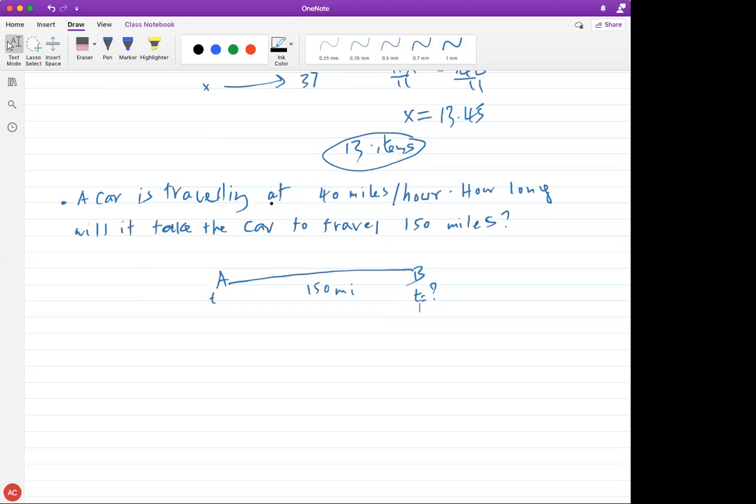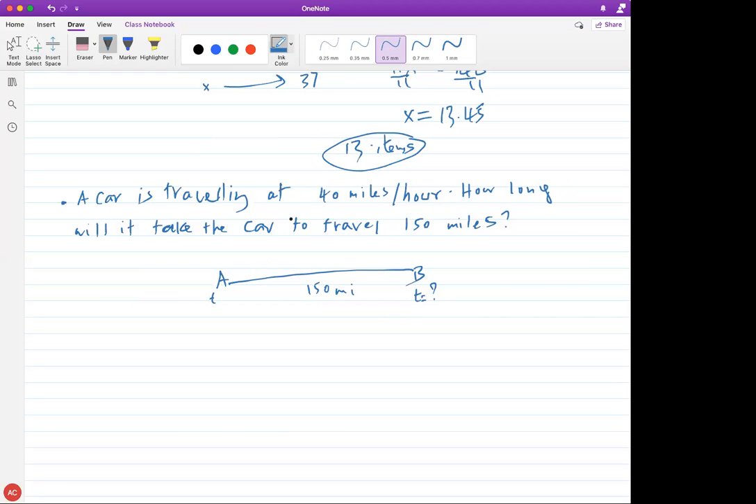First, of course, when you solve a problem, you want to understand it first. You may have to read it a few times. You may have to sketch it a little bit, the way you want, so you know exactly what you're looking for. So, car is traveling at 40 miles per hour. How long will it take the car to travel 150 miles? So this whole distance is 150.